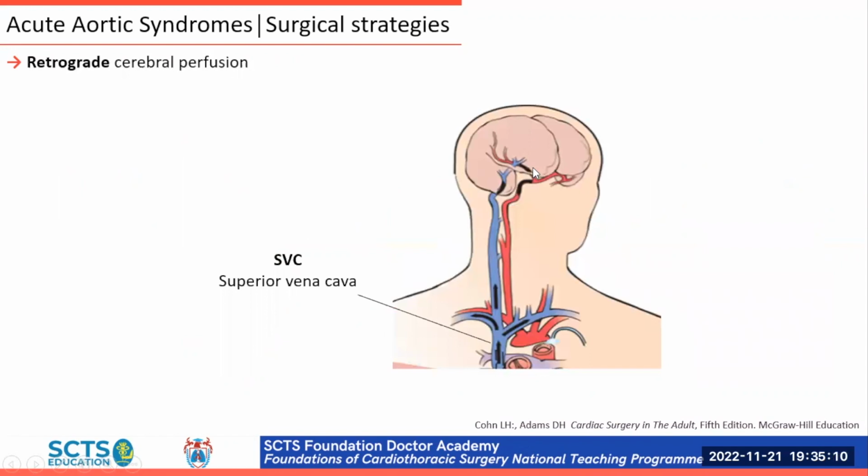There is another way to perfuse the brain. This is called retrograde cerebral perfusion. Instead of going through the artery side, you go from the superior vena cava and you invert the flow.